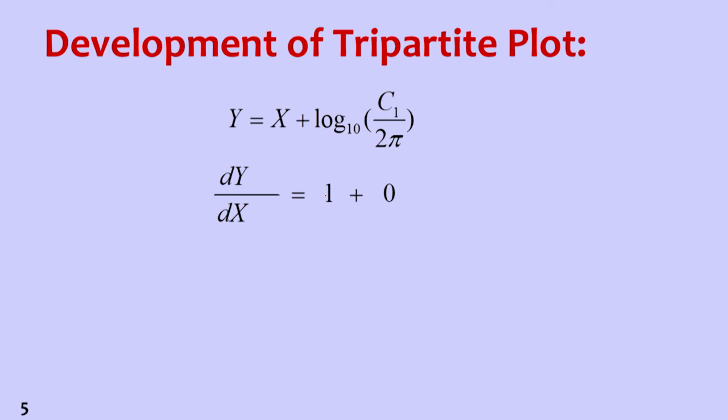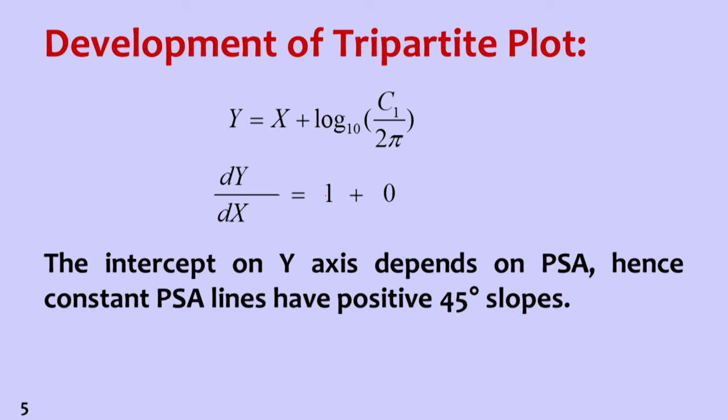What will happen is if we differentiate this, dy by dx, we get 1. So 1 means positive 45 degree slope. So the intercept on y axis depends on PSA. Hence PSA lines have positive 45 degree slope.